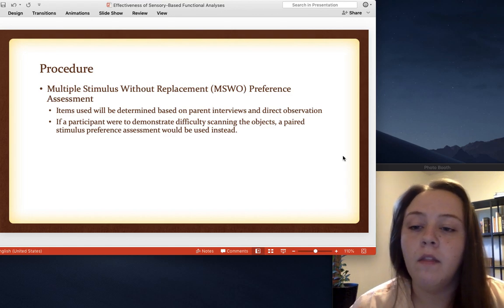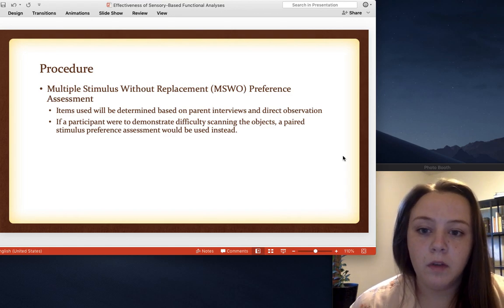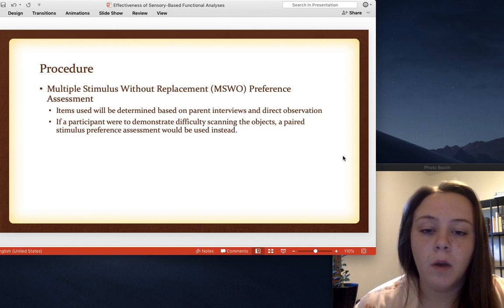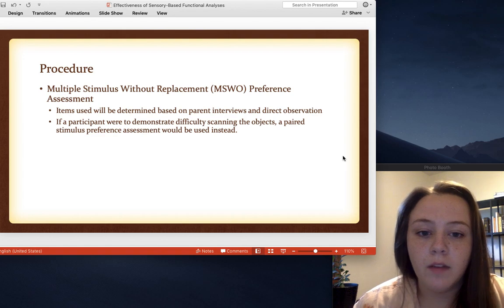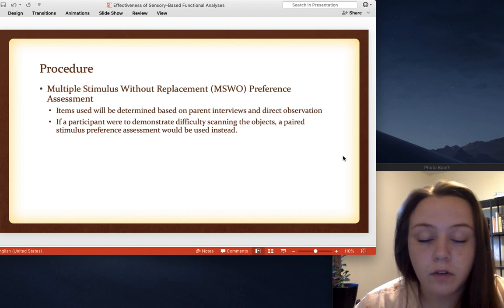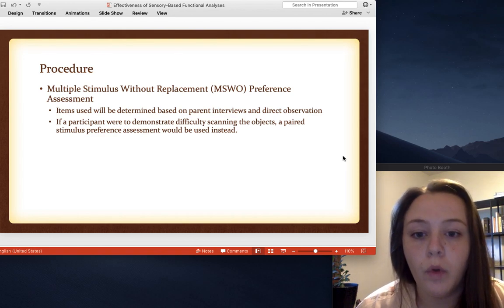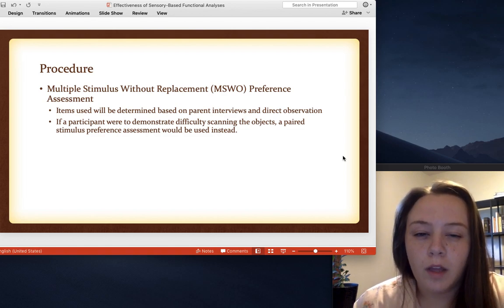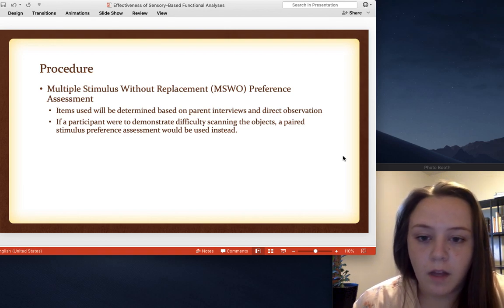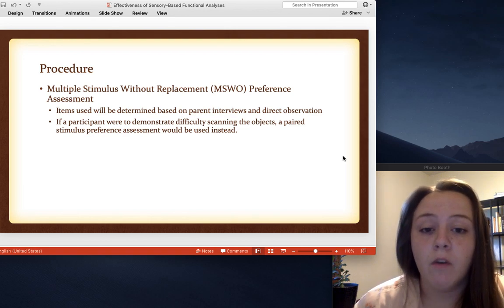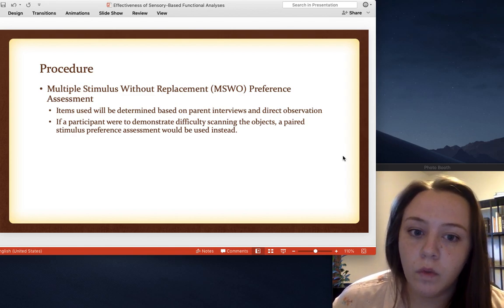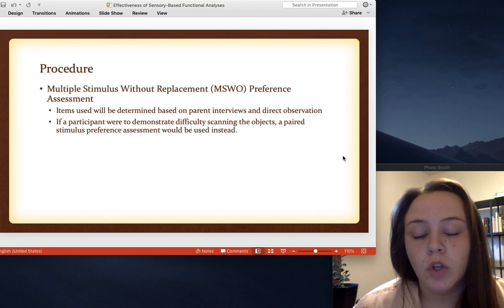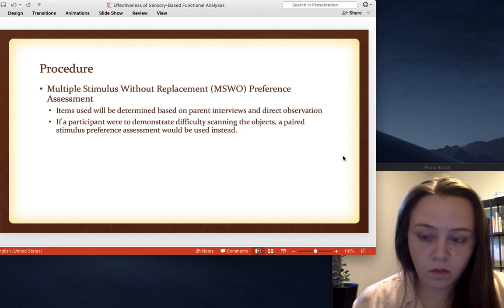And then the multiple stimulus without replacement. So the preference assessment, we're going to determine what items to include in this preference assessment based on interviews with parents or possibly teachers or staff, depending on whether they go to school or where they're living. And then we can do some direct observations just when they come, see if they have any things that maybe they're playing with when they arrive, or perhaps if they gravitate towards any specific things in the clinic, then we can kind of include those different items to try and see what they have the highest preference for.